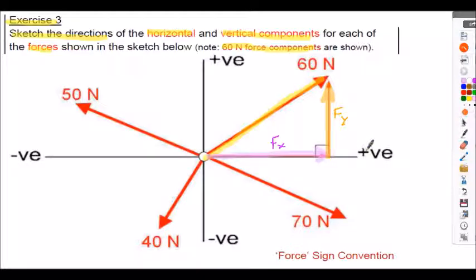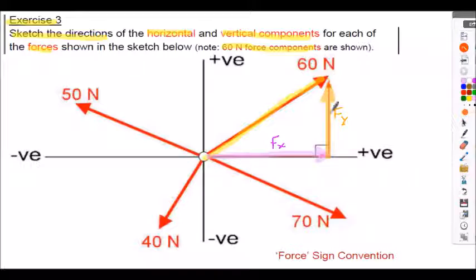Some students find it difficult to know the actual senses to show the arrowheads. So sometimes it helps thinking of walking along the vectors. So if I wanted to get from the origin here to the end of the 60 Newton vector, I could travel by simply walking along the vector from beginning to end. Alternatively, I could walk horizontally along component Fx, and I could walk vertically up component Fy to get to the same point from the origin.